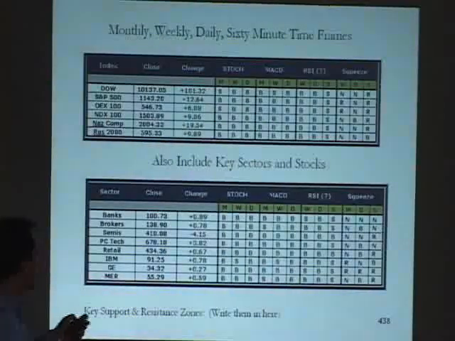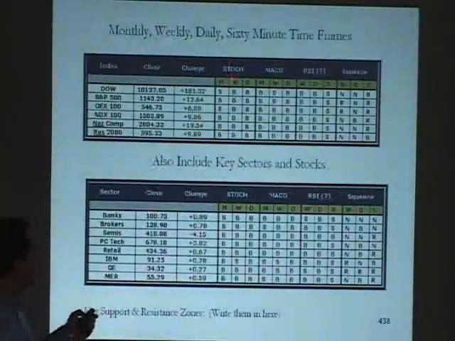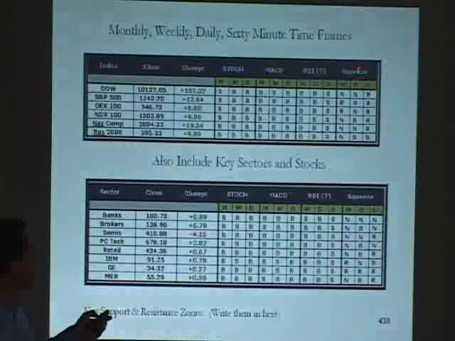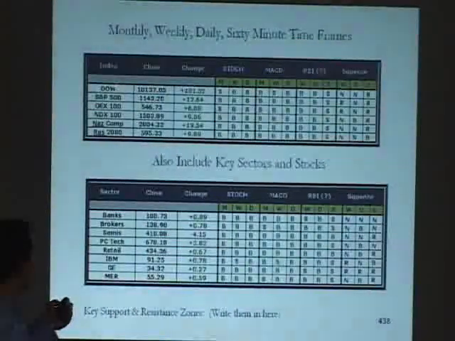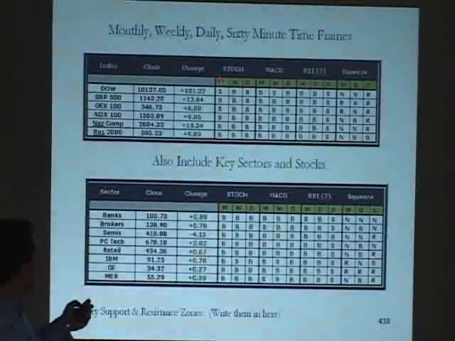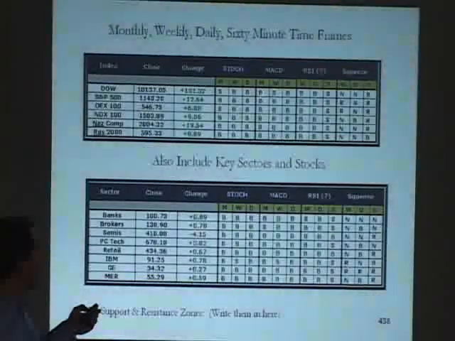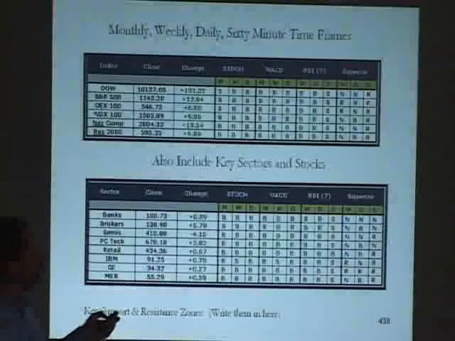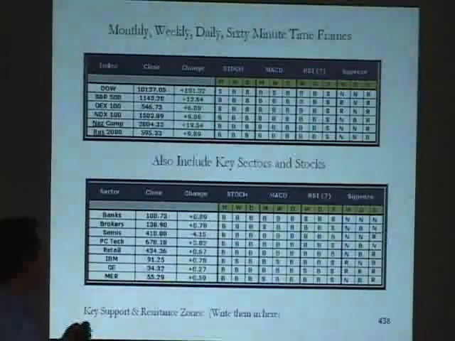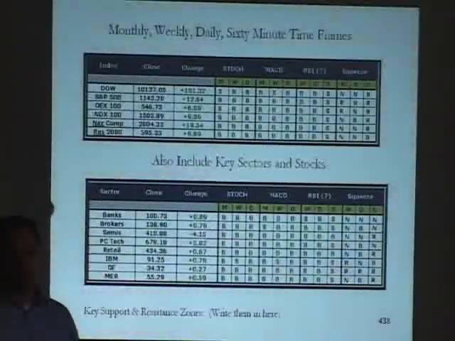Okay, so how do I use all this? Those charts that we looked at: the stochastics, the MACD, the RSI, and the squeeze. I'll say, okay, the Dow on a monthly chart, the stochastics is in a sell. In the weekly, it's a buy. Daily, it's a buy. MACD, the monthly's in a buy, weekly's in a sell, daily's in a buy, and so on and so on. When I fill all this out, I have a blueprint of what the market's doing.